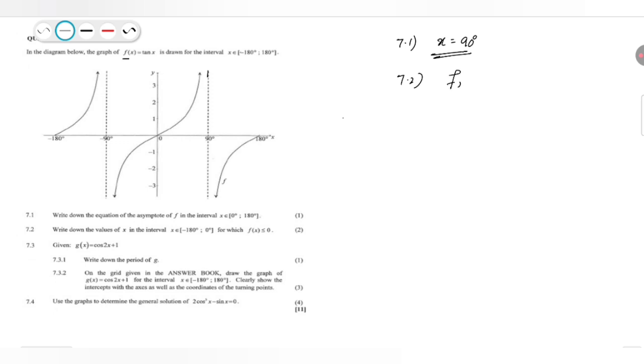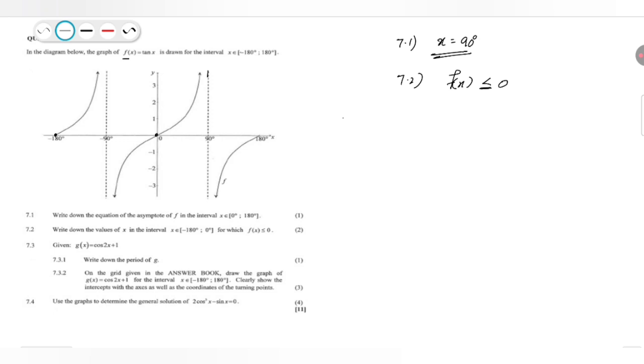F of x less than or equal to 0. That is the graph smaller than 0. Graph means y value. Y value less than 0 means the part of the graph below the x-axis. Y values are negative, or less than 0, under the x-axis, isn't it? And only look at the interval from minus 180 to 0. Did you see the closed bracket and the equal to sign also there? Less than or equal to 0 means you have to consider the x-intercepts. What are the x-intercepts? First one is minus 180, then 0 also you have to consider.